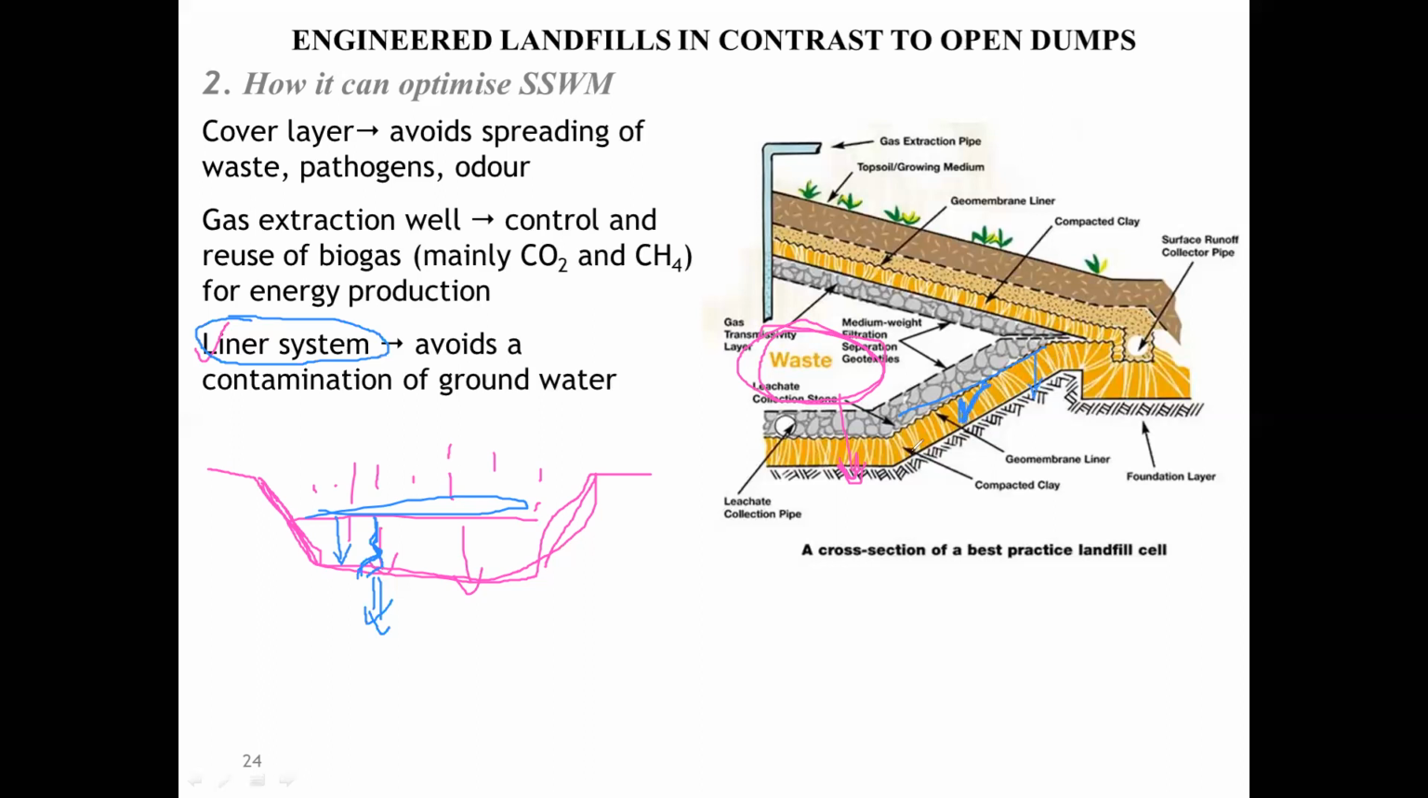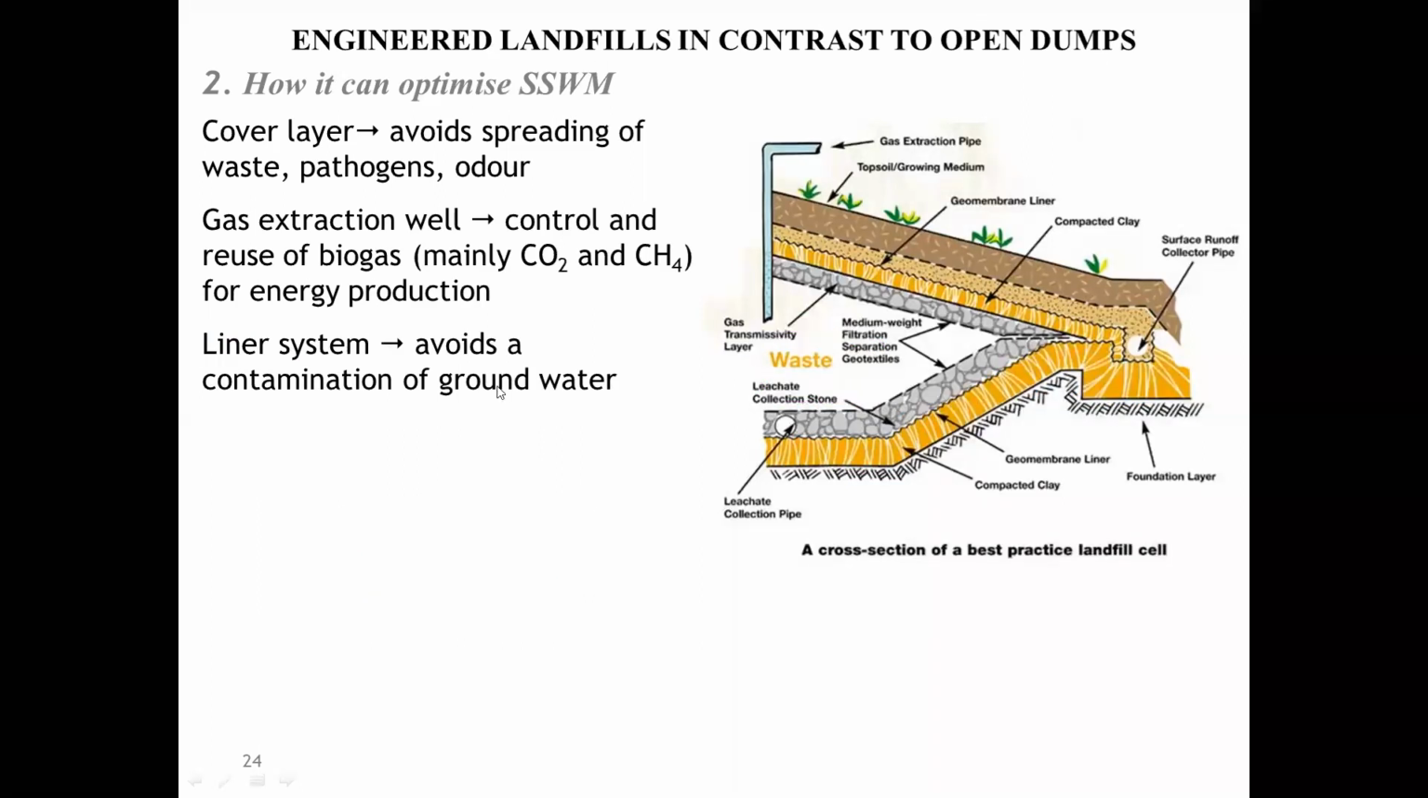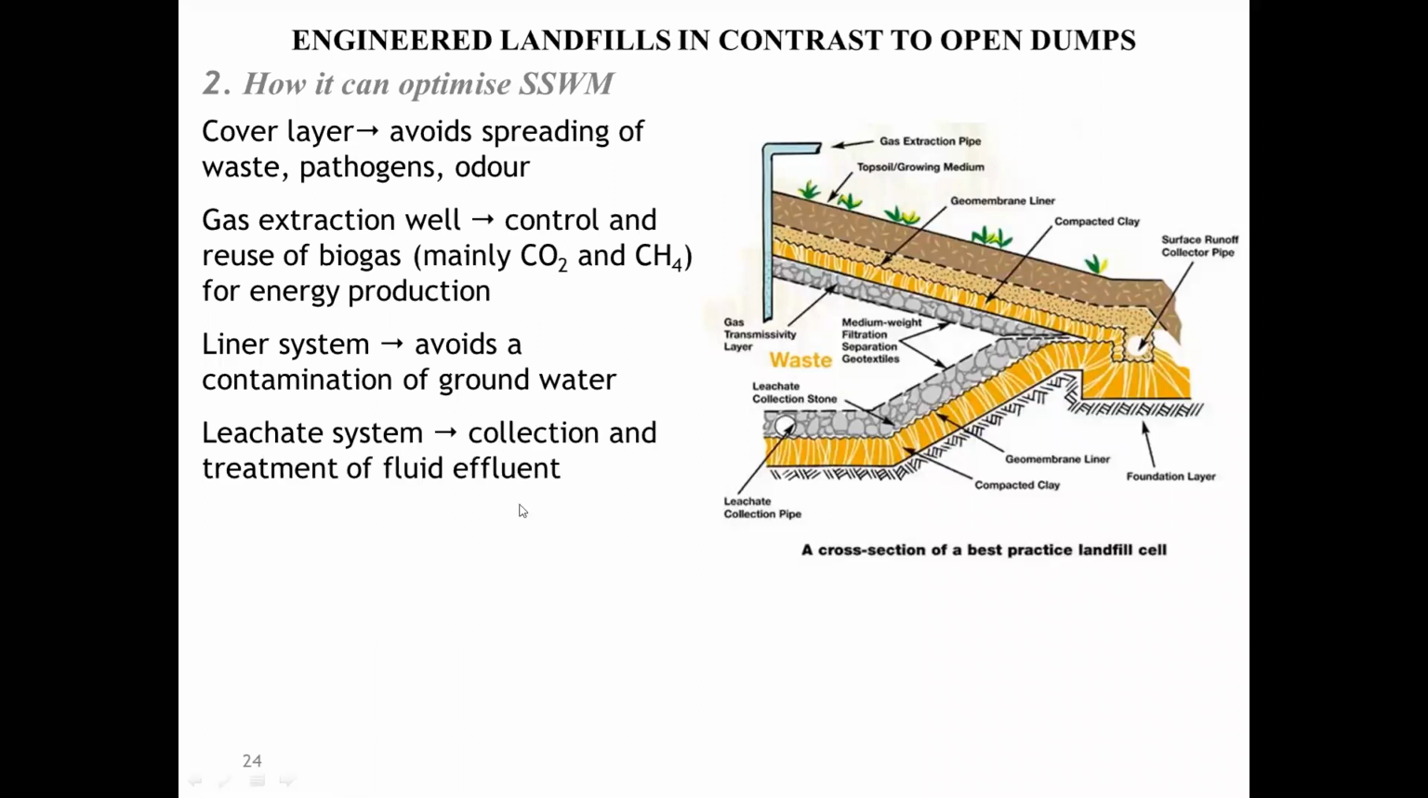It acts as a liner system to avoid the percolation. First of all, we have a geomembrane liner. This liner avoids the percolation of water, and along with it, the compacted clay which you are going to be putting, clay is impervious. It has very low permeability. So this also plays a role in preventing the harmful chemicals which are going to be generated from percolating, so as to avoid the contamination of groundwater.